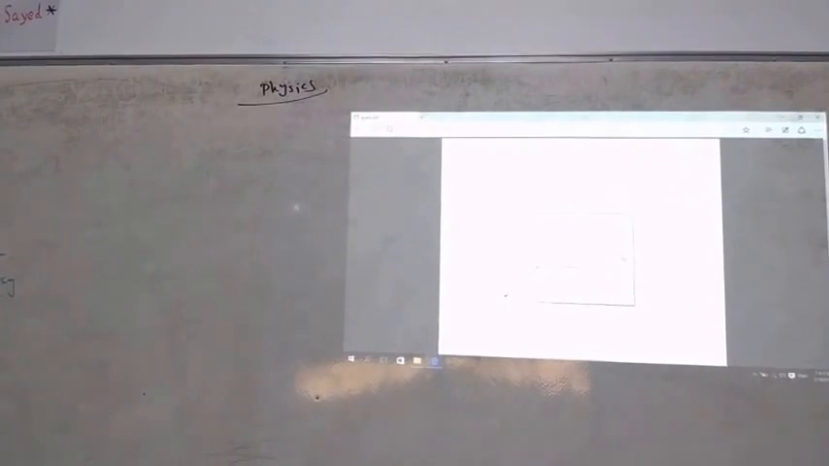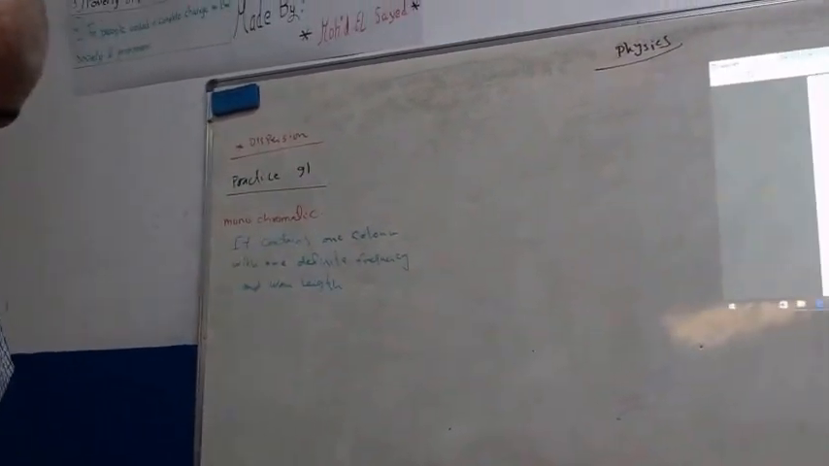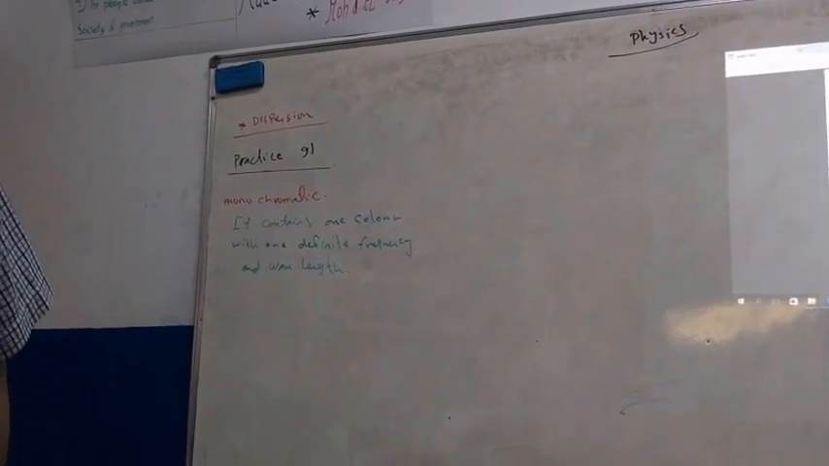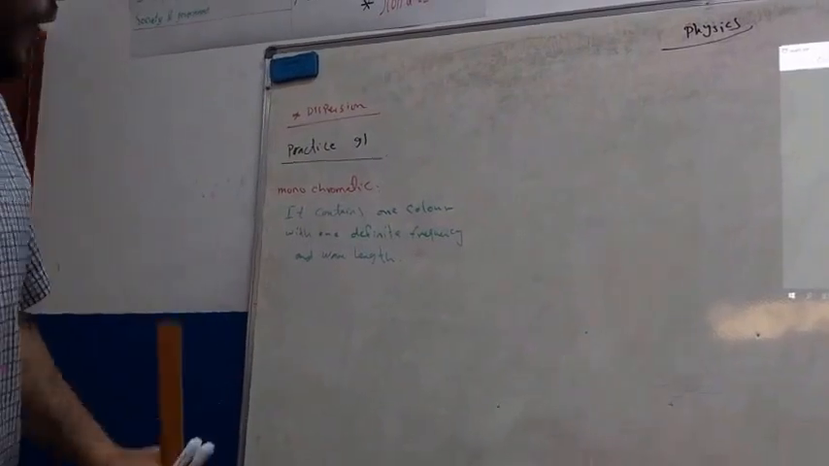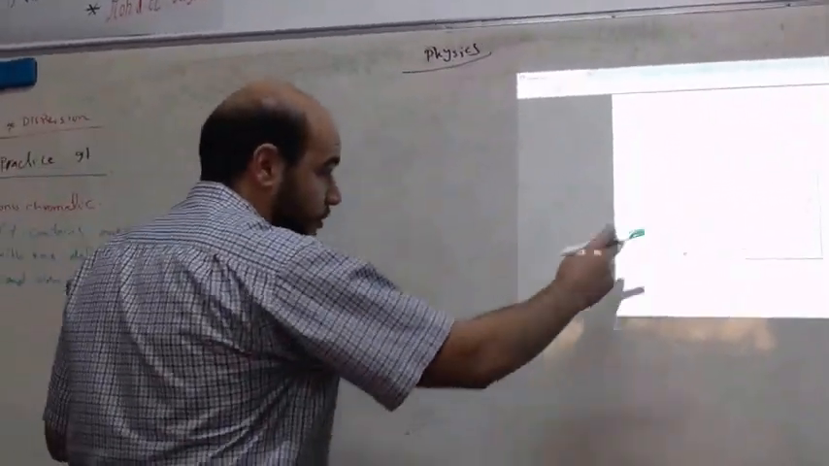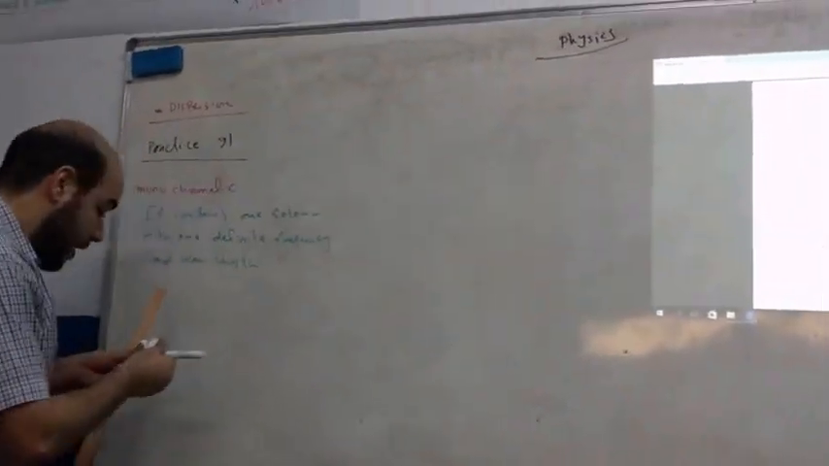Part two. For this ray, the refractive index of the glass is 1.52. This is the refractive index of the red color. Calculate the angle of refraction for this ray. I want to find out the angle of refraction.